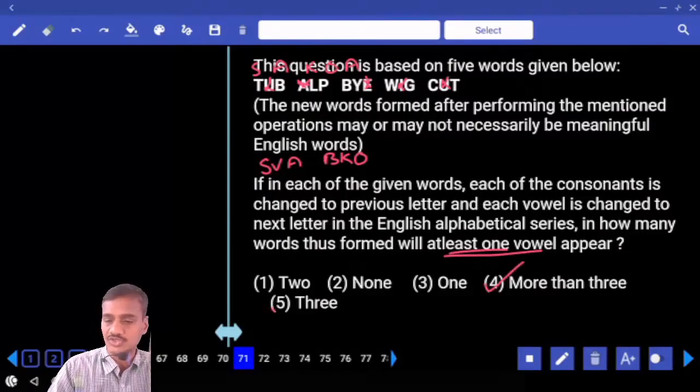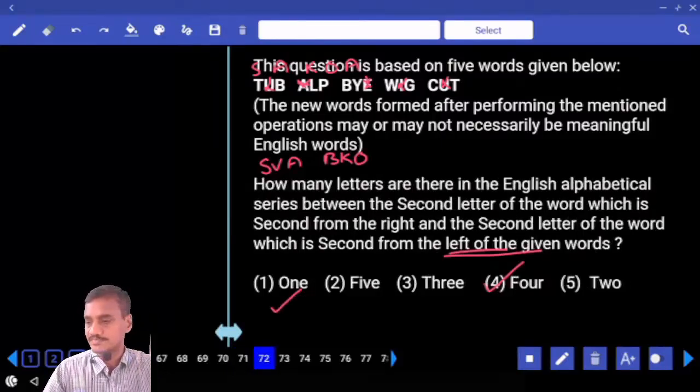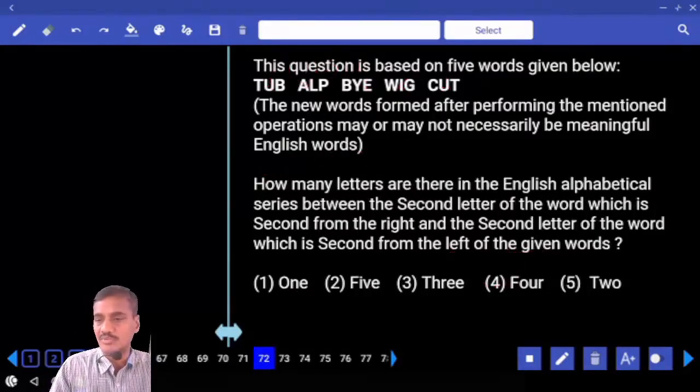That is choice 3, choice 5, question number 71. Then 72. Now in this one, how many letters are there in the English alphabetical series between the second letter of the word which is second from the right? Which is second from the right?